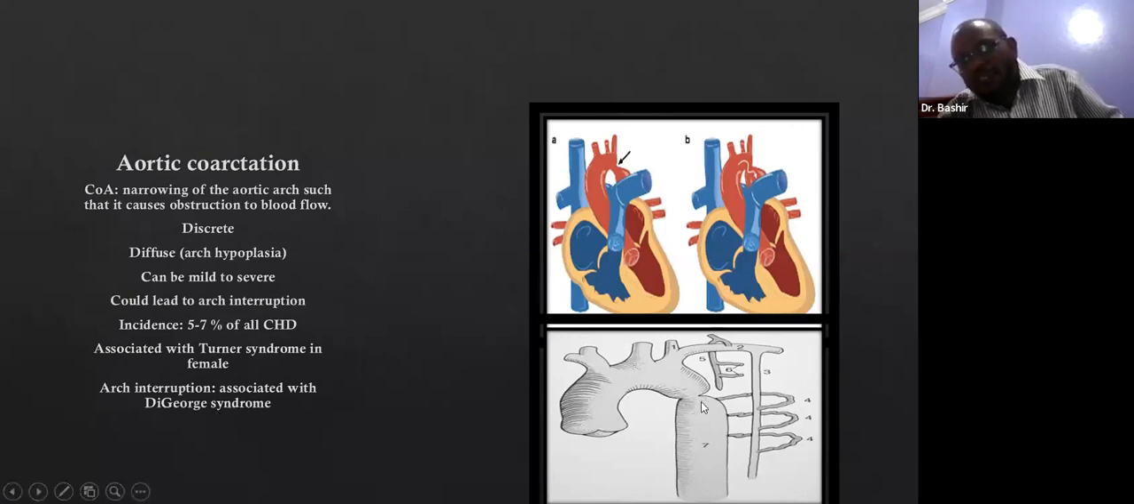If not treated, it can lead to systemic collaterals that bypass the aortic coarctation. There will be a collateral from the subclavian to the descending aorta. If it is severe, in the first 3 months of life it needs surgery, arch repair or coarc repair. If it is mild, it can be followed till adult life. After that, it may need balloon dilatation or even stent placement to prevent recoil of the arch.